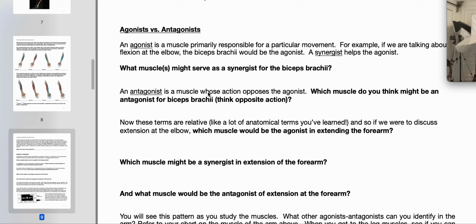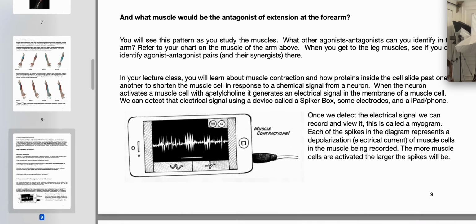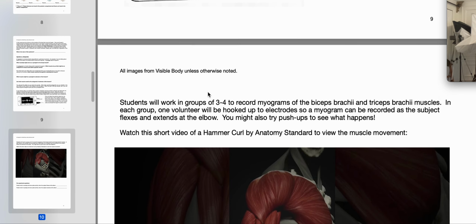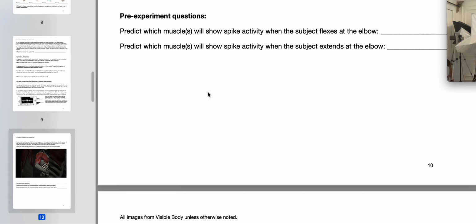But also you need to think about what if instead of talking about flexion at the elbow, we ask about extension at the elbow? Who's the agonist then and who's the antagonist in that situation? Because it's going to change up. Those are relative terms. So you'll see in your lab guide that there are some directions for how to do the myogram, but you're not going to be asked to do a myogram during the practical exam. You just need to understand antagonists and agonists.